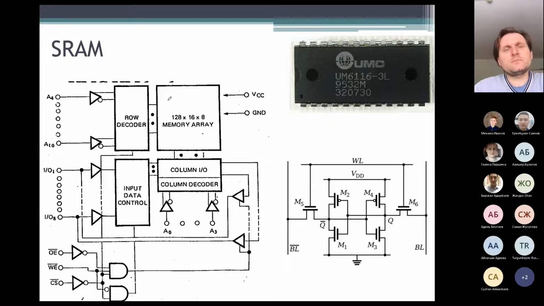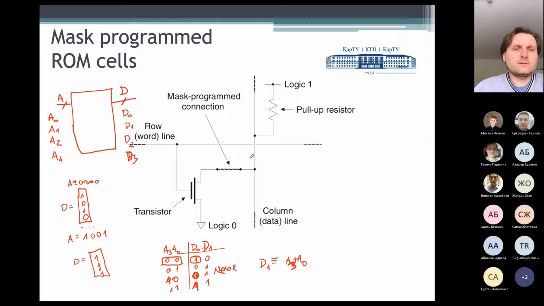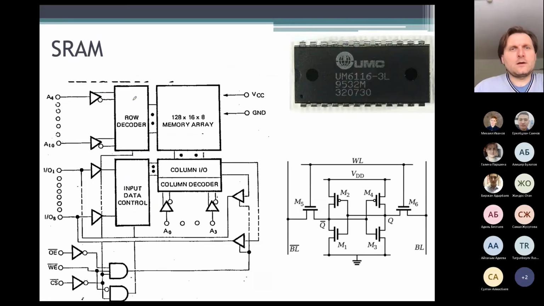Static RAM, random access memory: the idea is the same as here, but we should program the data. Data should be programmed each time before we start to work.